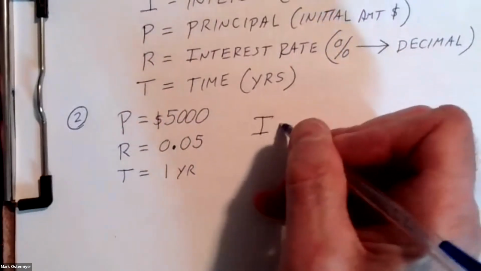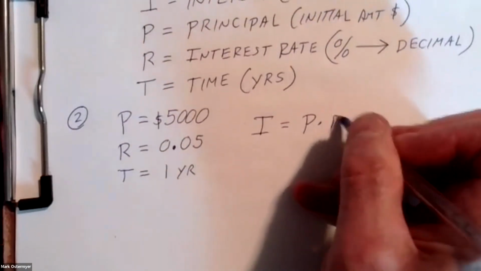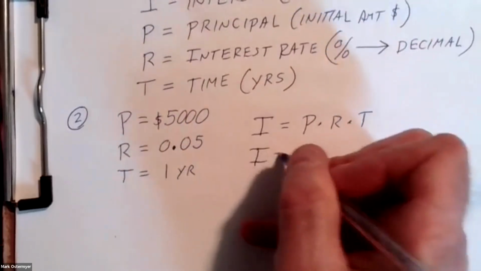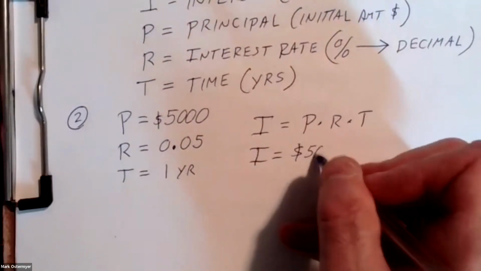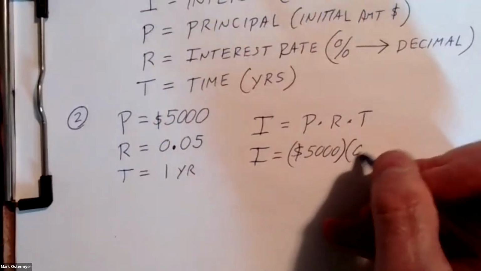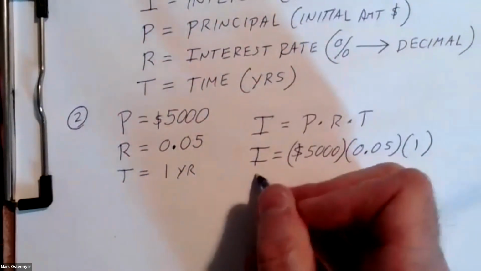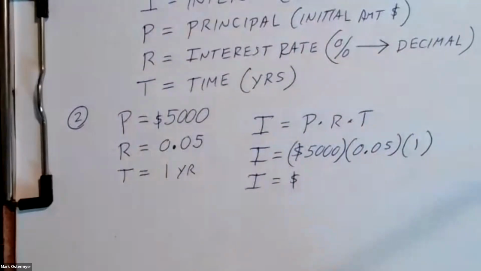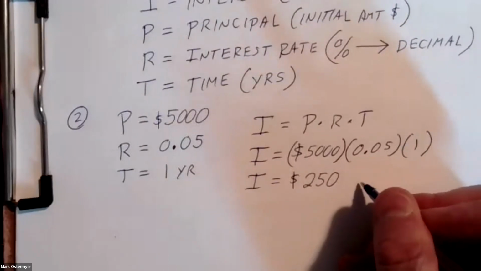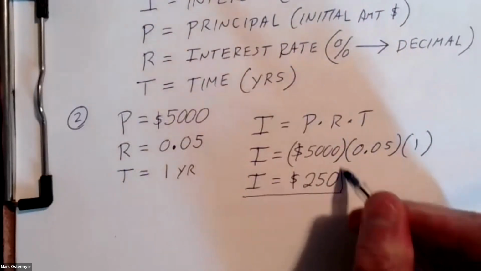The amount of interest we will earn is equal to principal multiplied by the rate times the time. So the amount of interest we will earn is the principal, which is $5,000, times the interest rate, which, 5%, is 0.05, times 1 year. Get on your calculator, ladies and gentlemen, dial it up. How much interest are we going to earn there? $250. Yeah, $250 is the amount of interest that we earn over the course of 1 year.